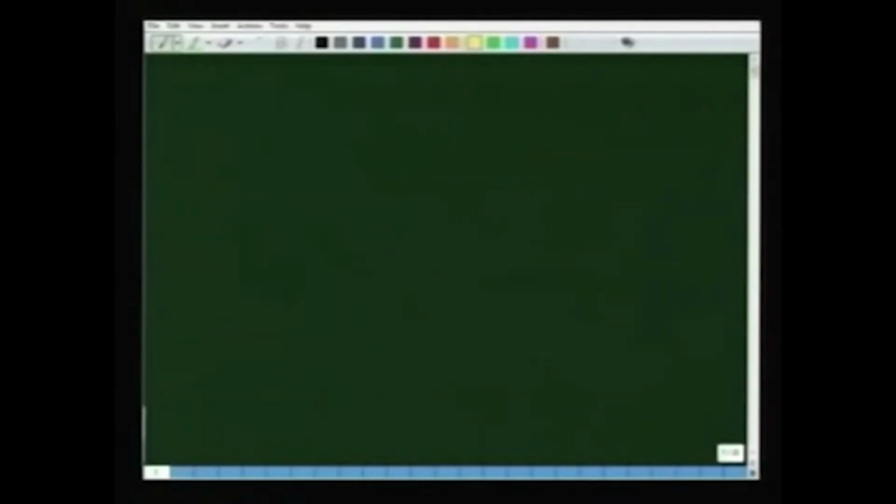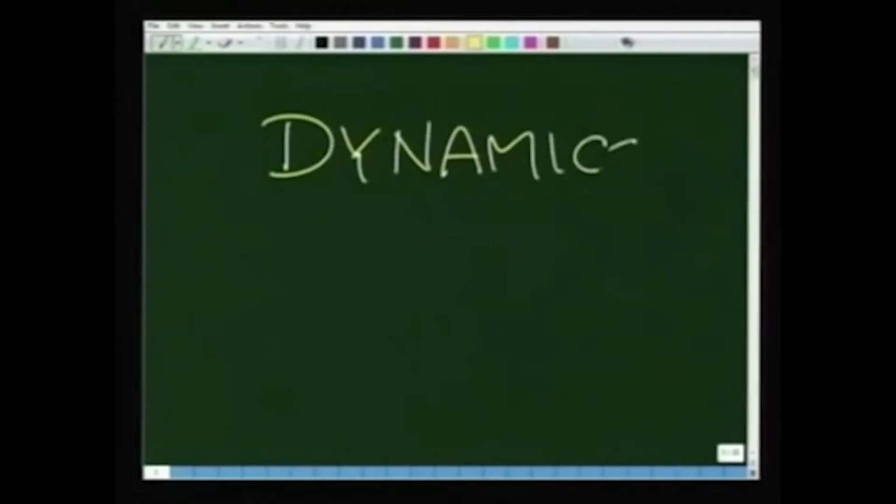We have been dealing with statics. This is the first lecture in dynamics. So we start with how to describe the motion of a particle using different coordinate systems.